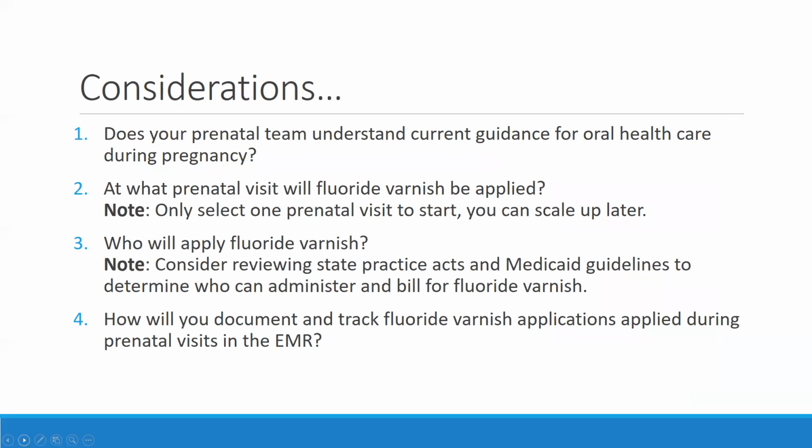Some things to consider. 1, does your prenatal team understand the current guidance for oral health care during pregnancy? The guidance can be found in the National Consensus Guide and is also reviewed in Smiles for Life. 2, at what prenatal visit would fluoride varnish be given? Note, your team should select one prenatal visit to start, then it can be scaled up. Selecting one visit will help with consistency across team members and ensure that the data can be collected more efficiently.